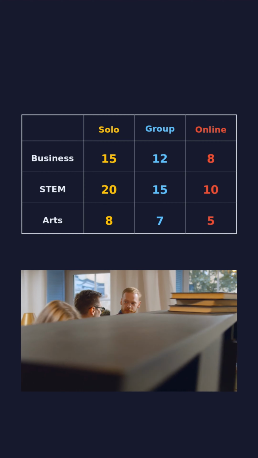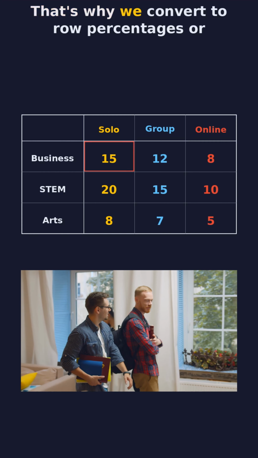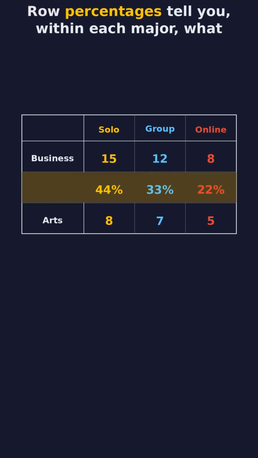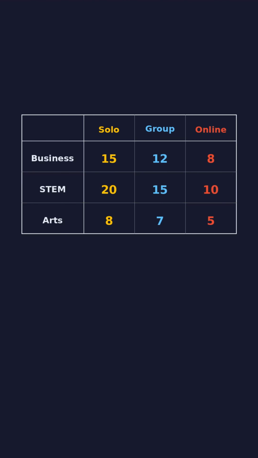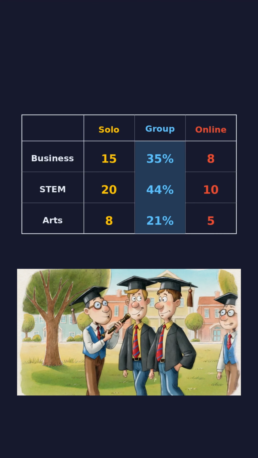But here's the catch: raw counts can be misleading if group sizes differ. That's why we convert to row percentages, or column percentages. Row percentages tell you, within each major, what proportion prefers each method. Column percentages flip it. Within each study method, what proportion comes from each major.